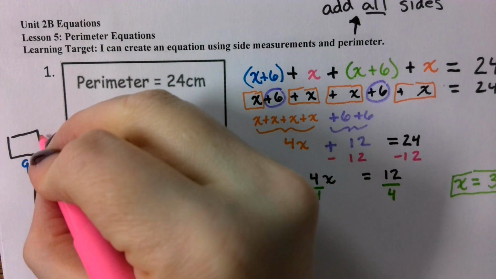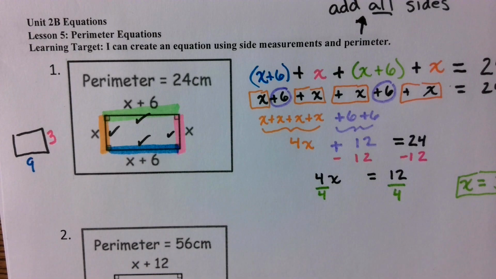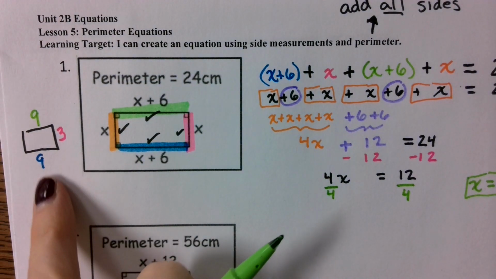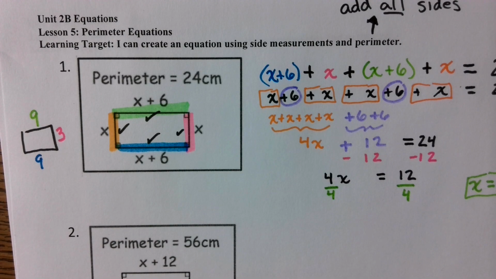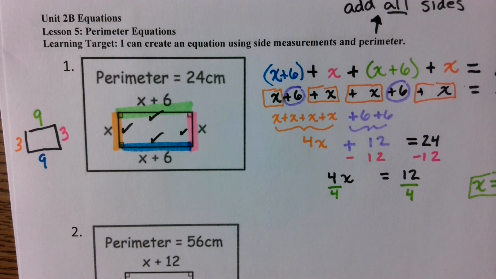We know x is equal to 3. What about the green measurement, the top measurement? What is that, Brian? 9 as well, which makes sense. It should be 9 because they are identical to each other. And then what does that make the orange side, Bubba? 3, because again, they are identical to each other.